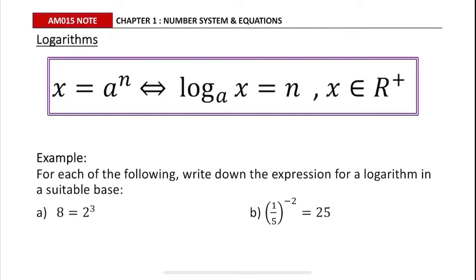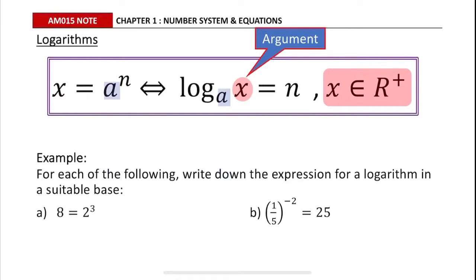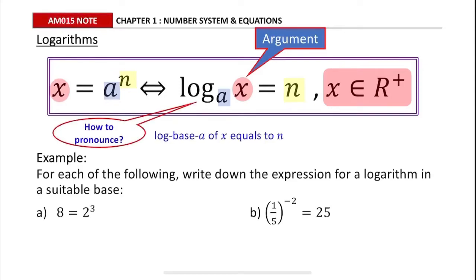If a and x are positive real numbers with x equals a to the power of n, then log base a of x equals n, where x, which is called the argument, must be a positive real number. We notice here that the base of the index form is the same as the base of the log, and the power of the index form is equal to the value of the log. Meanwhile, the argument of the log is equal to the value of the index. We pronounce the logarithm as log base a of x equals n.